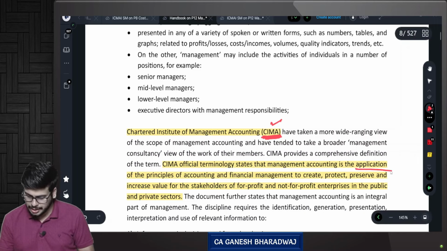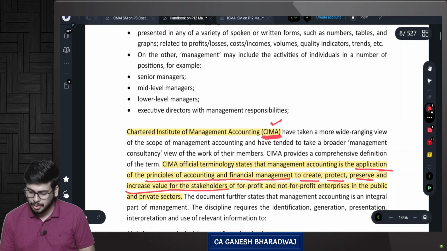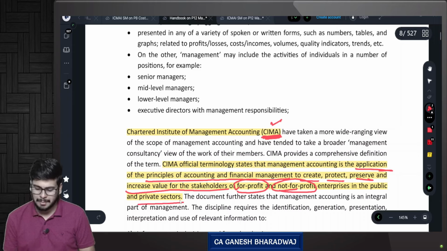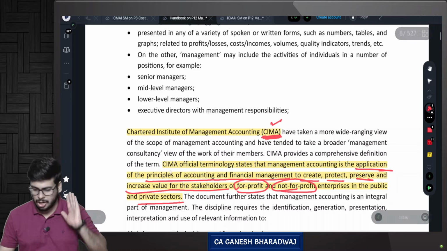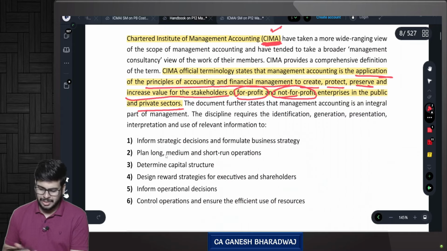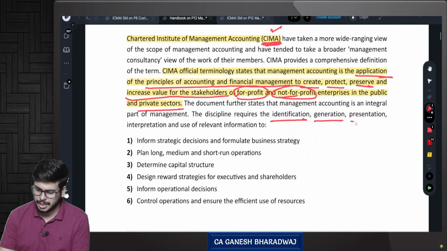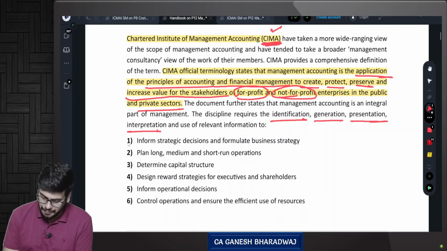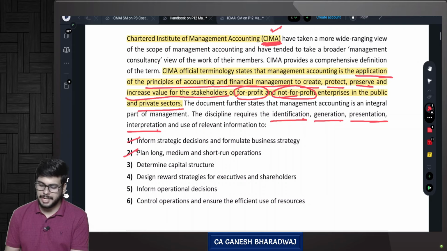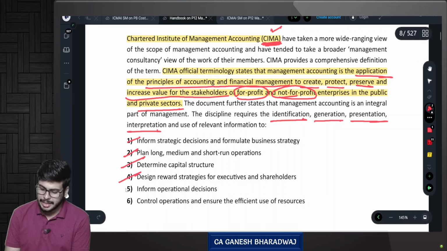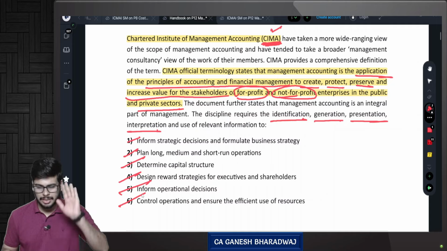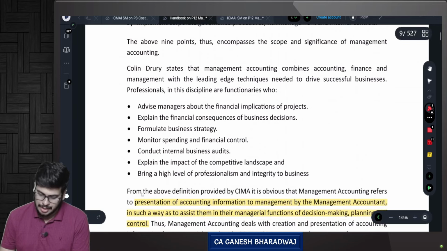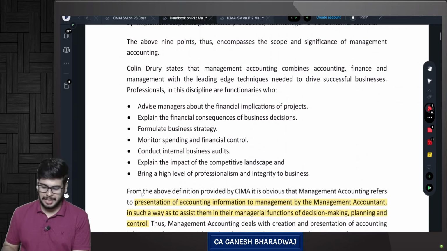They state that management accounting is the application of principles of accounting and financial management to create, protect, preserve, and increase the value of stakeholders of for-profit or not-for-profit enterprises in the public and private sectors. Basically, what is this? Providing accounting data in a manner that helps the management take meaningful decisions in their organization. Of course, the objective is also about control. Clear? It requires identification, generation, presentation, interpretation, and use of relevant information to inform strategic decisions, formulate business strategy, plan long-term, medium-term, short-run operations, determine the capital structure, design reward strategies, inform operational decisions, and control operations. They have mentioned a lot of things. Broadly, it boils down to two objectives, decision making and control. That's all you need to know. Clear with this? Now there are multiple individual people who give their own definitions.